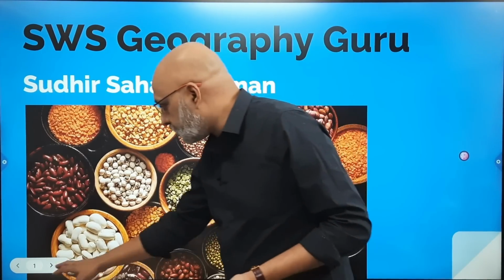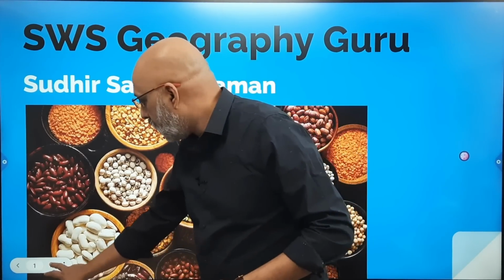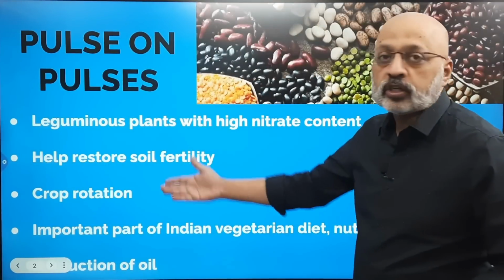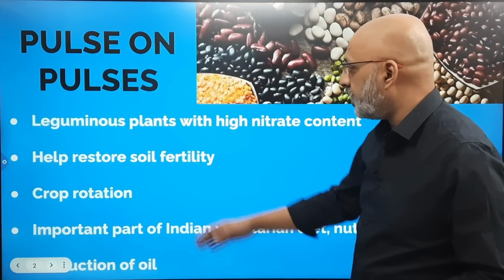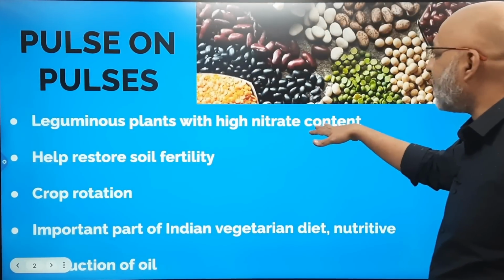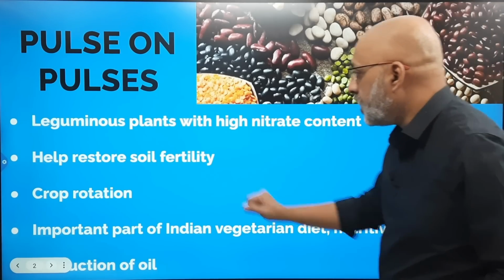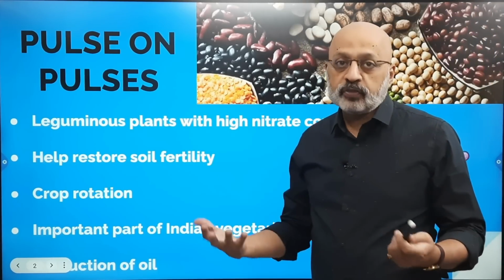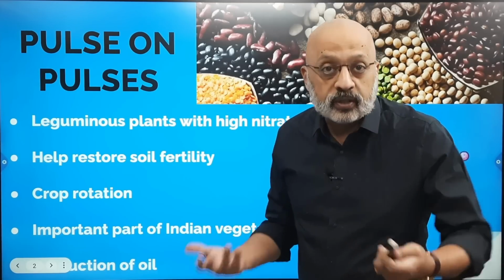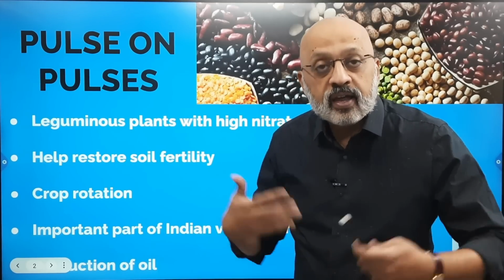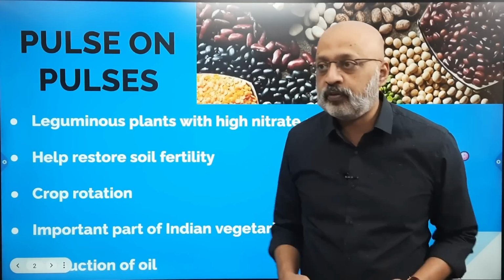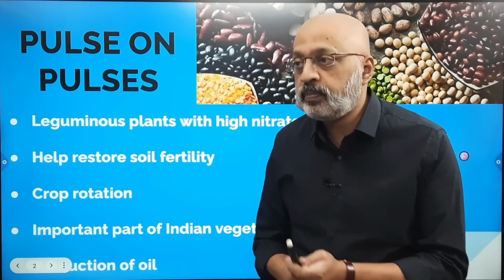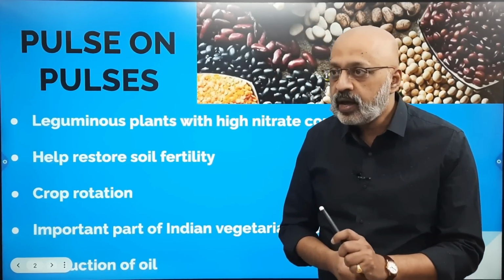Now pulses, which is dal as we know, is obviously an important part of the Indian diet. They are leguminous plants with high nitrate content. They help restore the soil fertility. So see, it's an important part of the Indian diet. I mean, what do we do without dal, right? Dal is there in every part of the diet, especially for vegetarians. They provide vegetable protein and therefore they are highly nutritive.